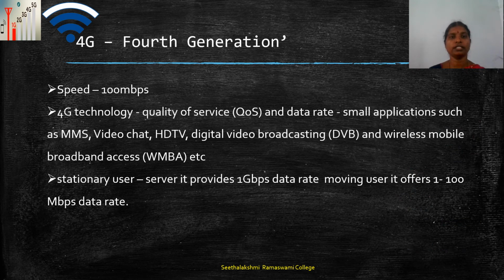Fourth generation. The fourth generation of mobile technology offers a speed of 100 Mbps. It is established to incorporate the major requirements such as quality of service and data rate. This is done by applications such as MMS, video chat, HDTV, digital video broadcasting, and wireless mobile broadband access. It is attractive for the property of interoperability between various networks. For a stationary user, it provides 1 Gbps data rate, and for a moving user, it offers 1 to 100 Mbps data rate.